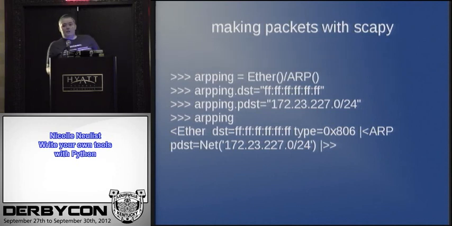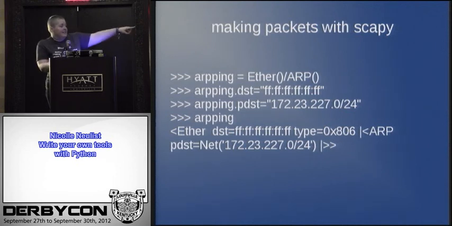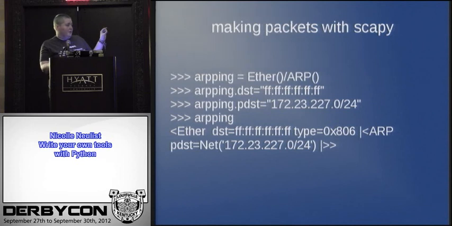So as you can see, I just have a simple ARP pinger here. It's Ethernet over ARP. You set the destination to FF, etc. Broadcast. You set the destination, so you can say, okay, I want to try to get ARP on all of these hosts in this subnet that I'm already on, and then it returns a list of packet objects.